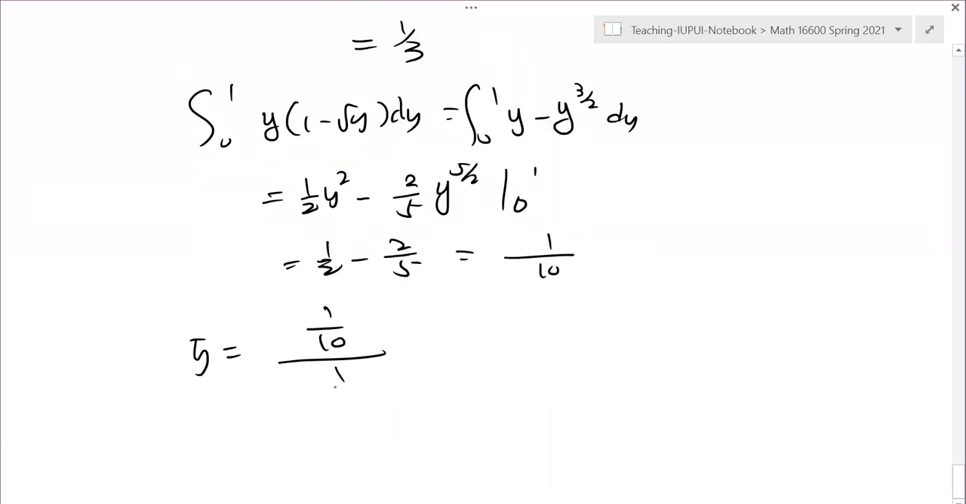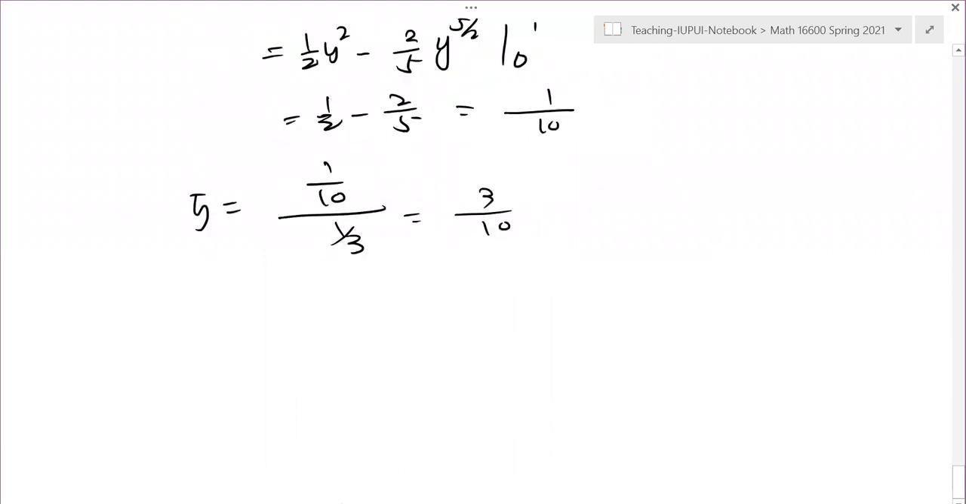So it's 1/3, and then it's 3 over 10. And then you have to look at the picture again. Does it make sense or not? Okay, so here's a picture.